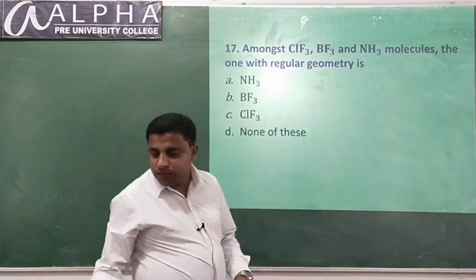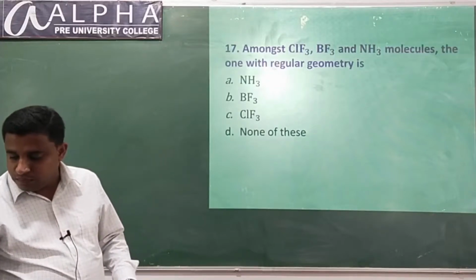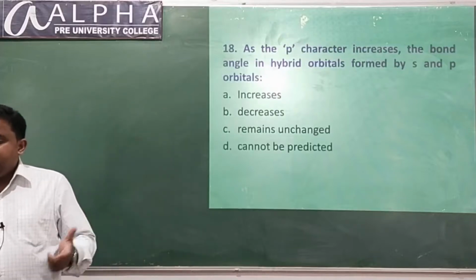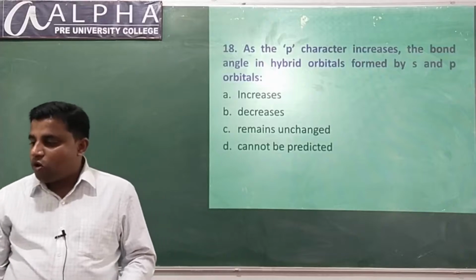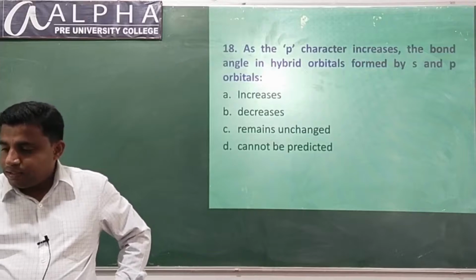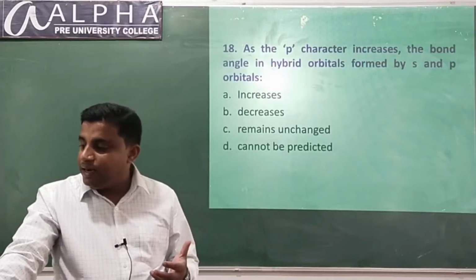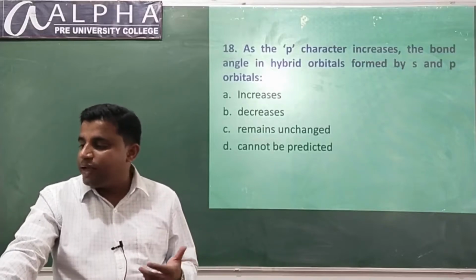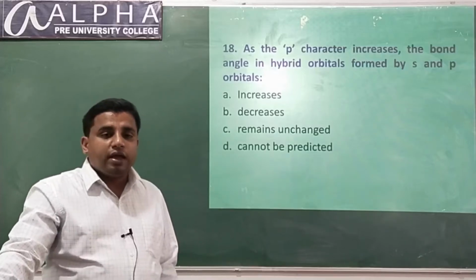Yes, students, next question. As the p character increases, the bond angle in hybrid orbitals formed by s and p orbitals, will it increase or decrease or remain unchanged or cannot be predicted?